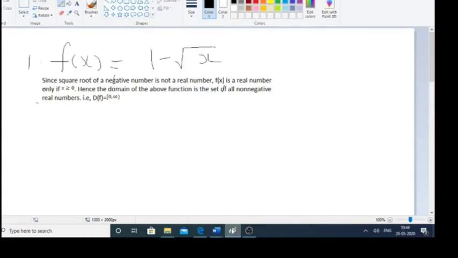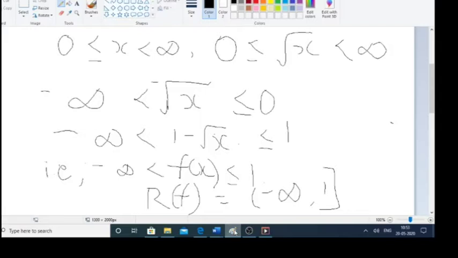Since the square root of a negative number is not a real number, f of x is a real number only if x is greater than or equal to 0. Hence, the domain of the above function is the set of all non-negative real numbers, that is, domain of f equal to the closed interval 0 to infinity. Now 0 less than or equal to x less than infinity, that is 0 less than or equal to root of x less than infinity.